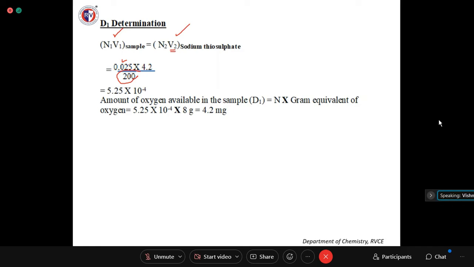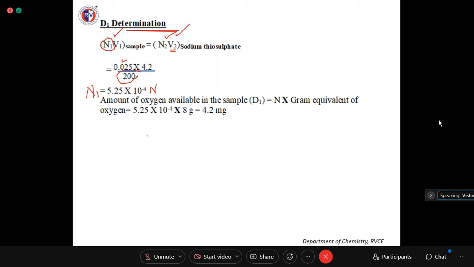0.025 is the normality, 4.2 is the volume. This is known to you. And the normality of water in terms of dissolved oxygen is unknown, but the volume is already known, 200. Substitute that, you will get the normality N1. Easily you can calculate. That means N1 is equal to 5.25 into 10 power minus 4 normal, in terms of dissolved oxygen.